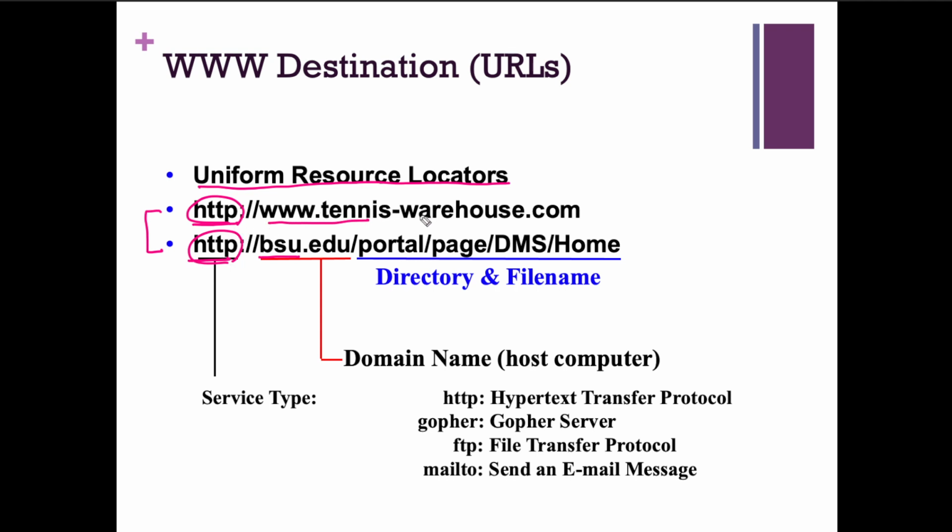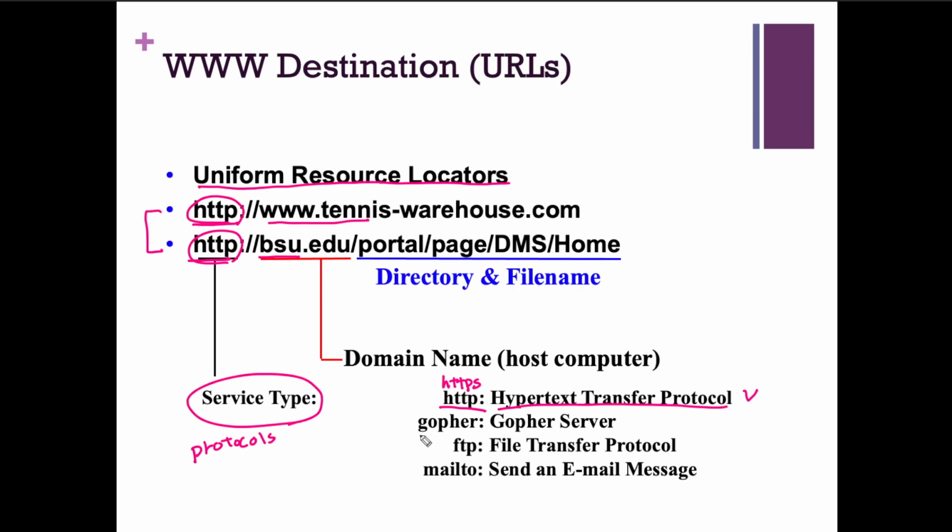Here is www.tenniswarehouse.com. Okay, or you can say bsu.edu. So this is a service type or a protocol, which means protocols are things that you can do with an internet connection. And the most popular one is HTTP or HTTPS. The same thing, Hypertext Transfer Protocol, which means I am requesting a web page.